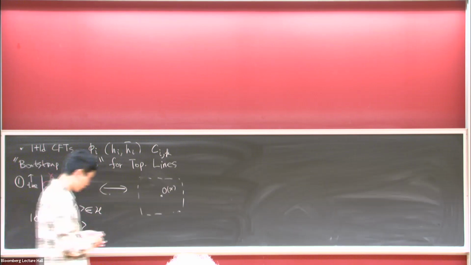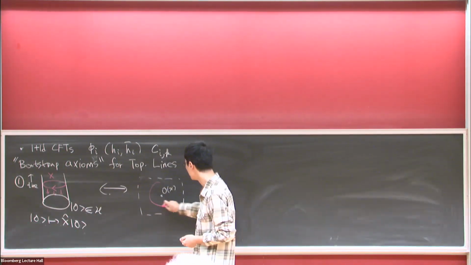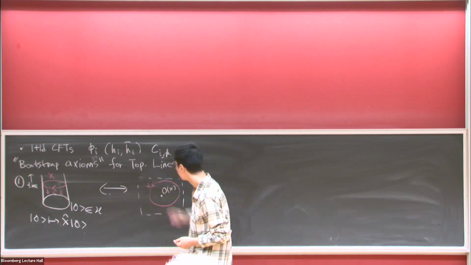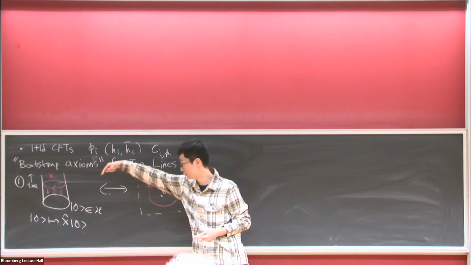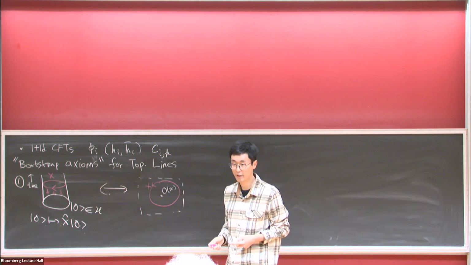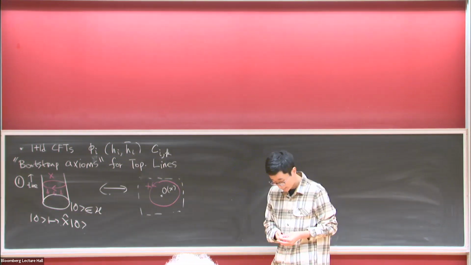And you map this picture to a plane. This corresponds to the topological line encircling your local operator, then this action corresponds to shrinking this topological line, and then we define a new local operator which is this.